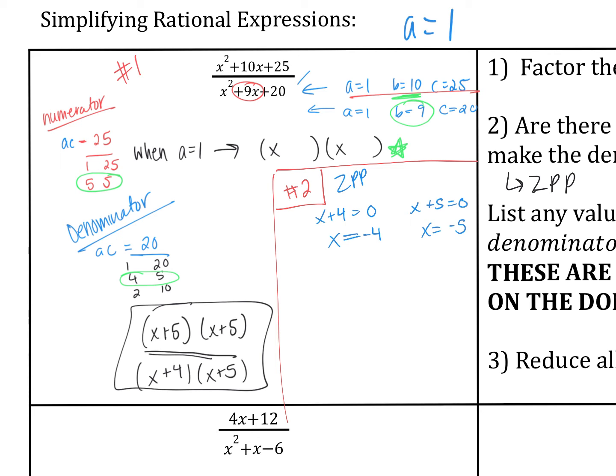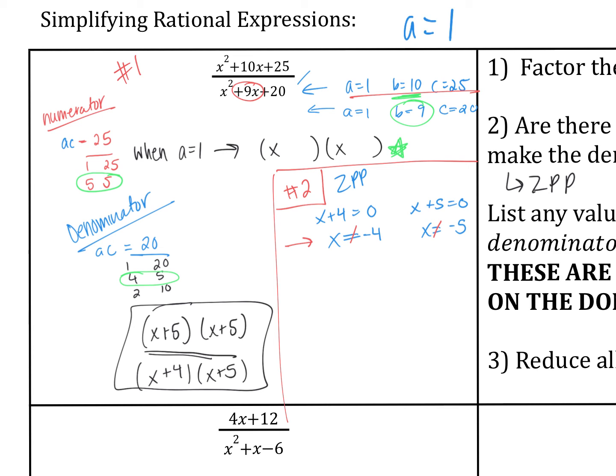But what's important about this is we can't have the denominator equal to 0. A denominator can never equal 0, because when you divide by 0, you're going to get an error message. It's going to say undefined. So what we're going to realize here is that when we use the zero product property in this step, what it's actually saying is that x cannot equal -4, and x cannot equal -5.